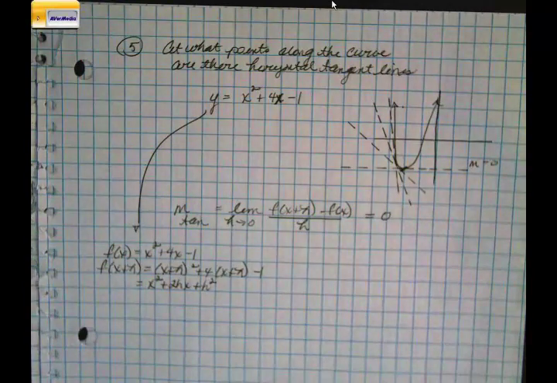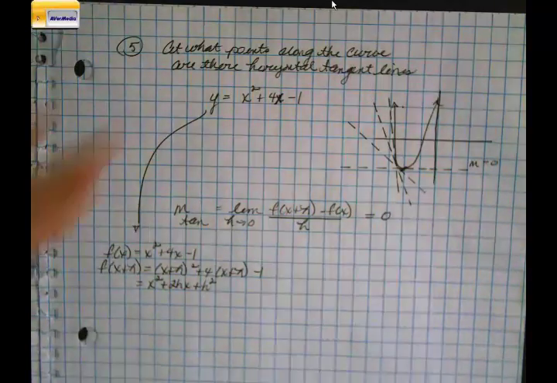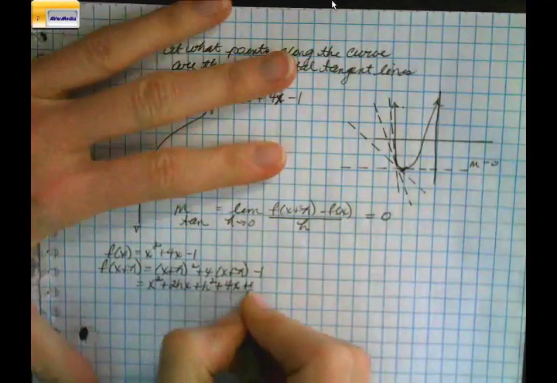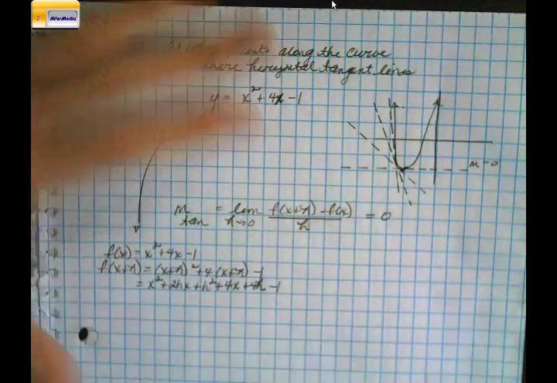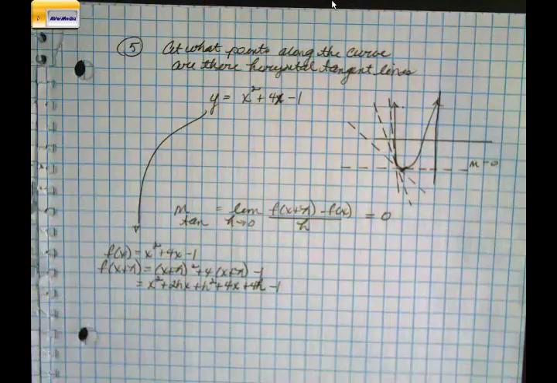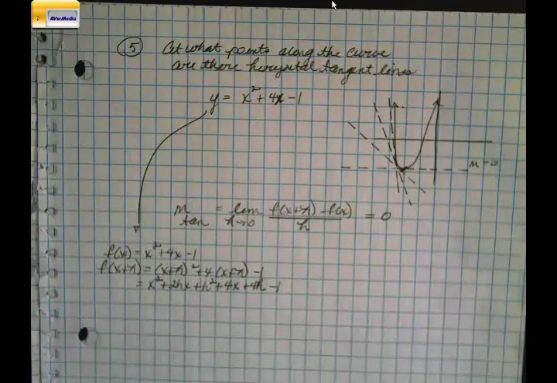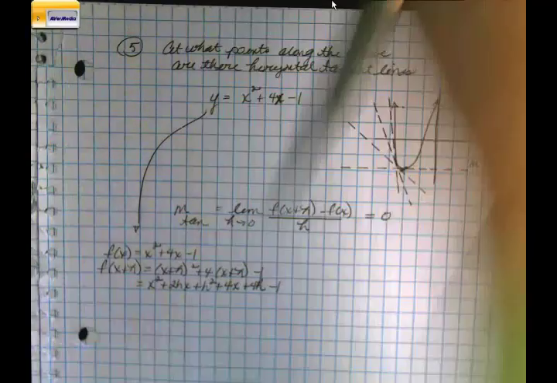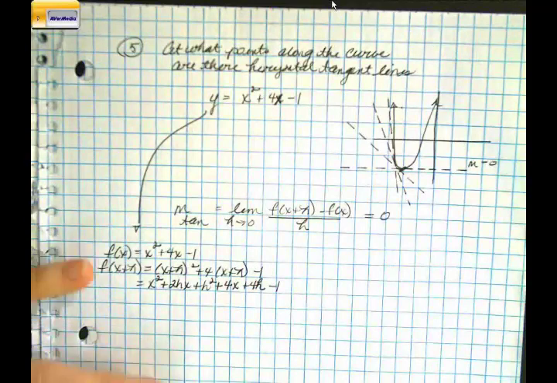I'm going to change pens. This one isn't being smooth. And then distribute the 4. You're going to get a 4x and a 4h, minus 1. And none of those are like terms. What a mess. It's not hard, but oh my. Are we having fun yet?